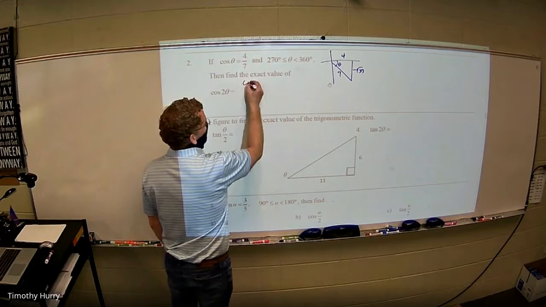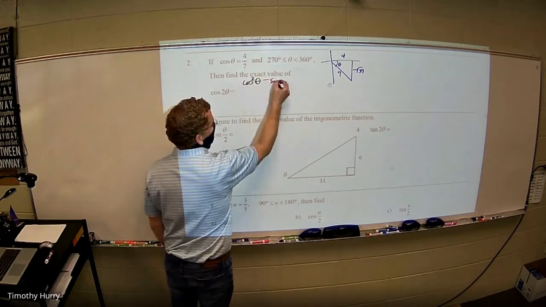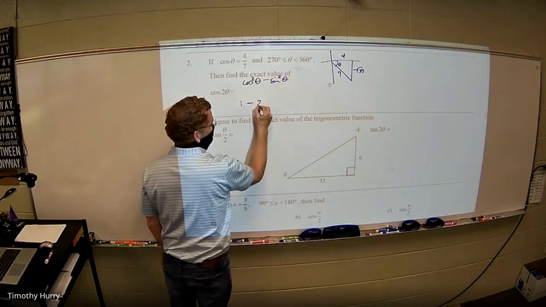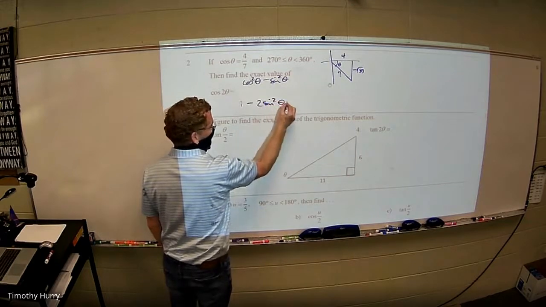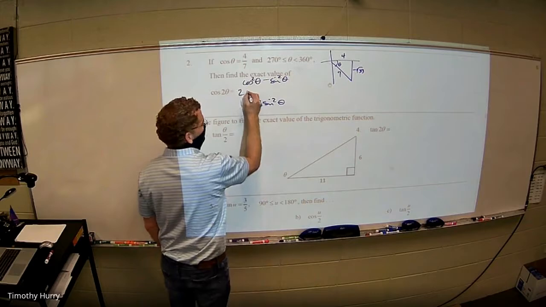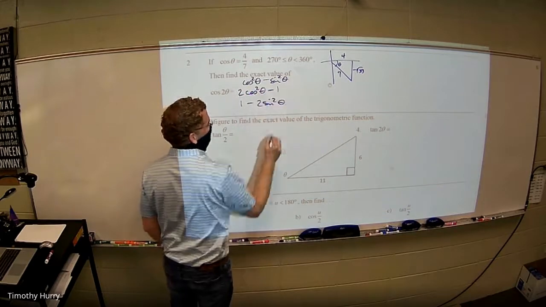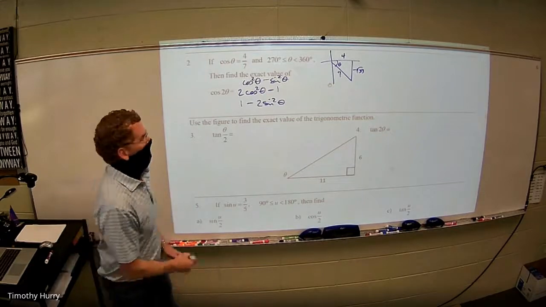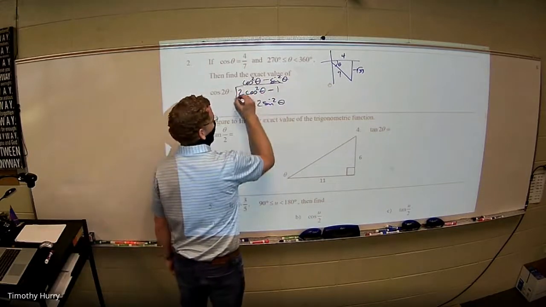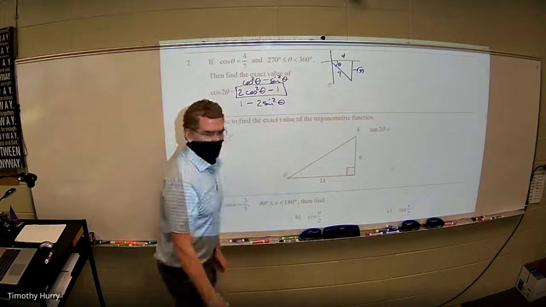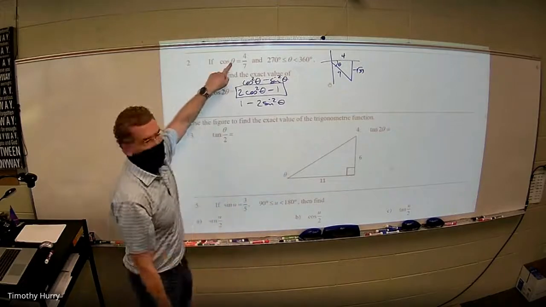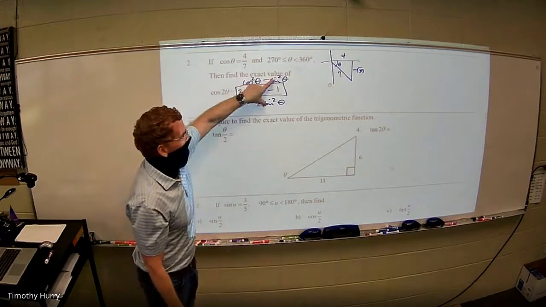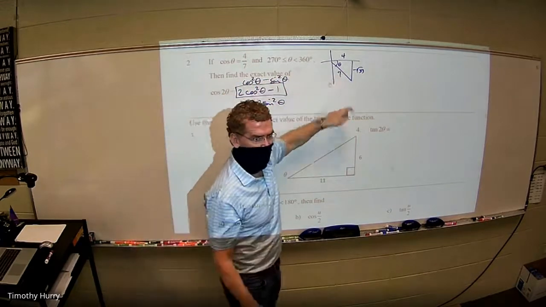I could use cosine squared theta minus sine squared theta. I could use 1 minus 2 sine squared theta. Or I could use 2 cosine squared theta minus 1. And if you're really on your game, you'll pick this one, because the only thing I need to know here is cosine theta, and that was given to me. If I pick this one or this one, I'm going to have to find sine theta from the triangle.